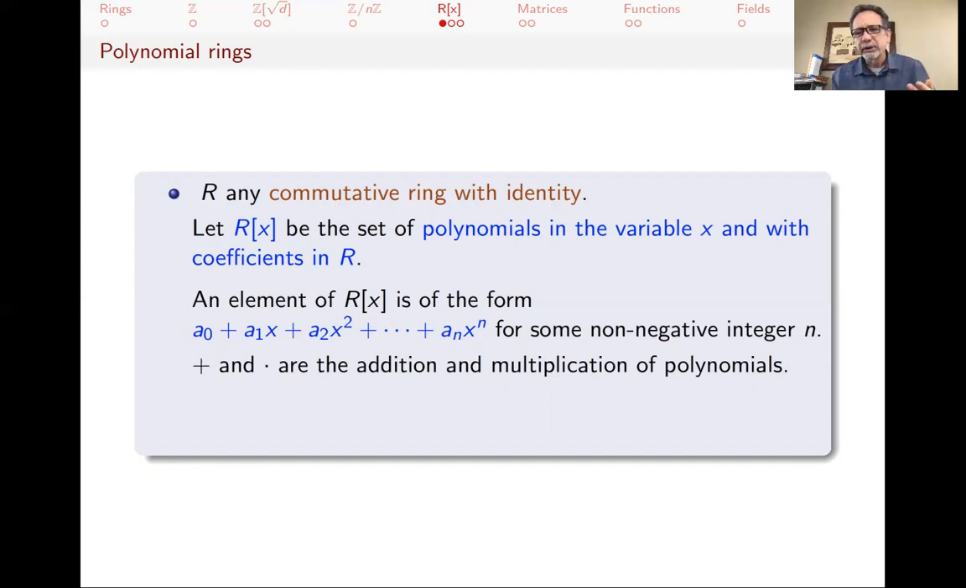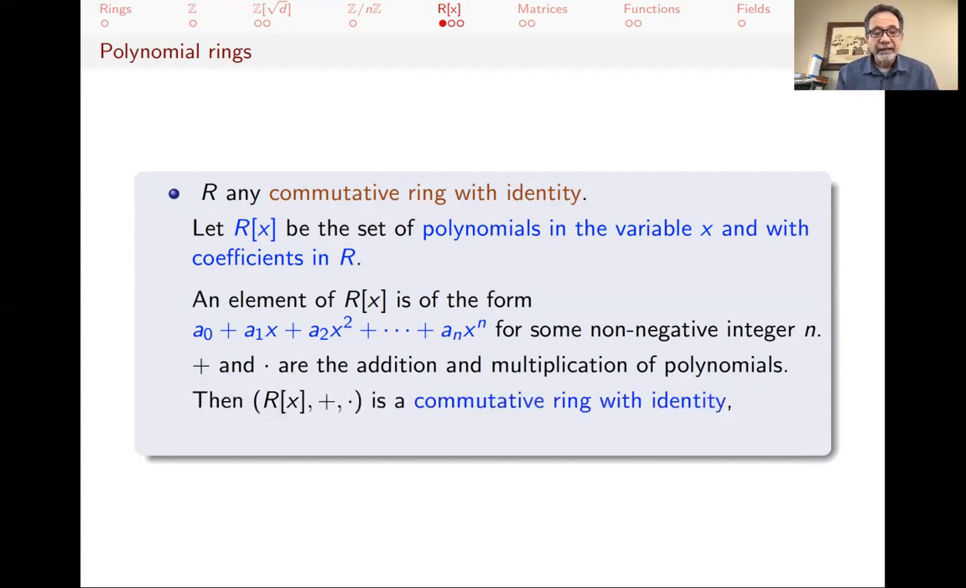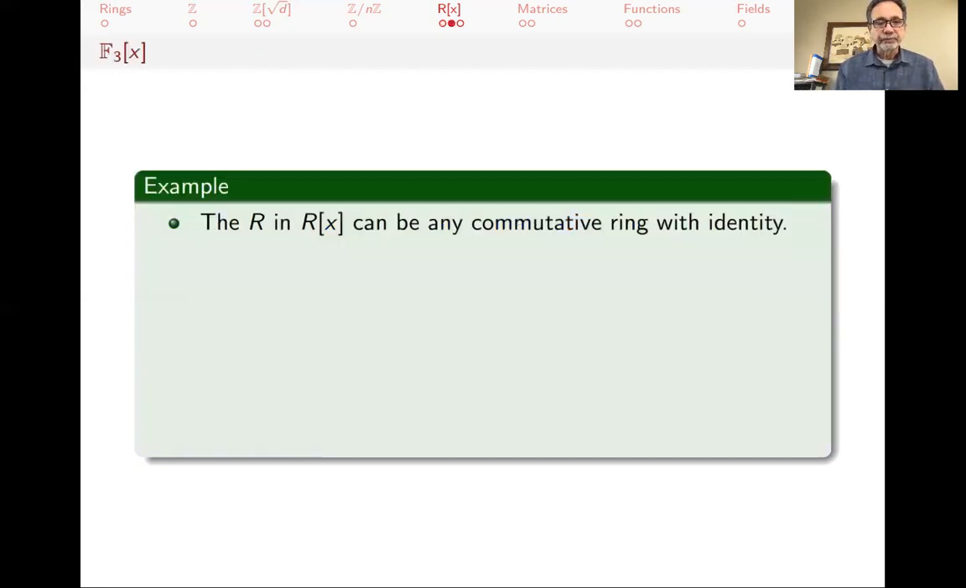How do we add and multiply? Well, we just do the usual addition and multiplication of polynomials. And that will make this a commutative ring with identity. The identity is going to be the polynomial 1. When you multiply that by other things, nothing happens. And this is called the ring of polynomials over R. The "over R" means that that's where the coefficients are coming from.